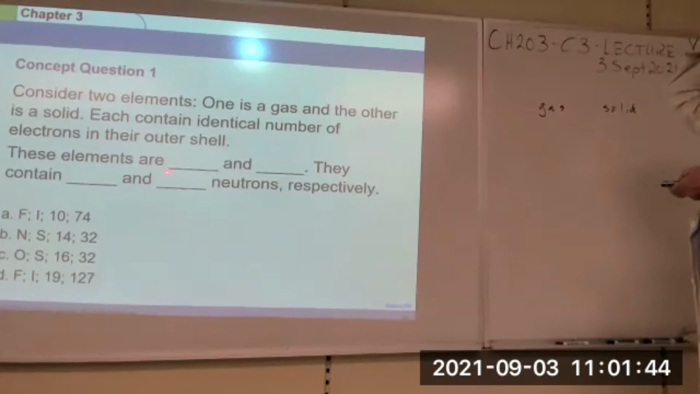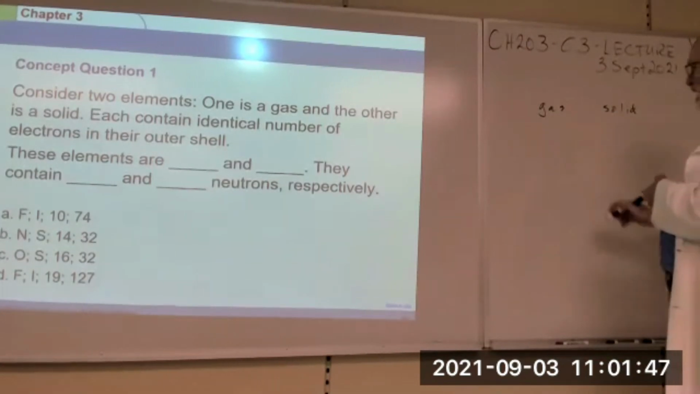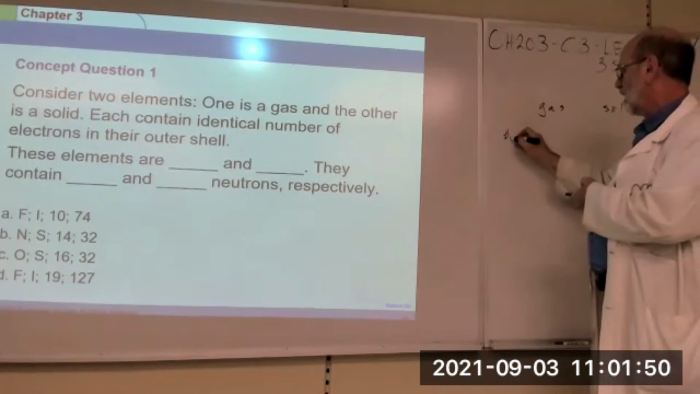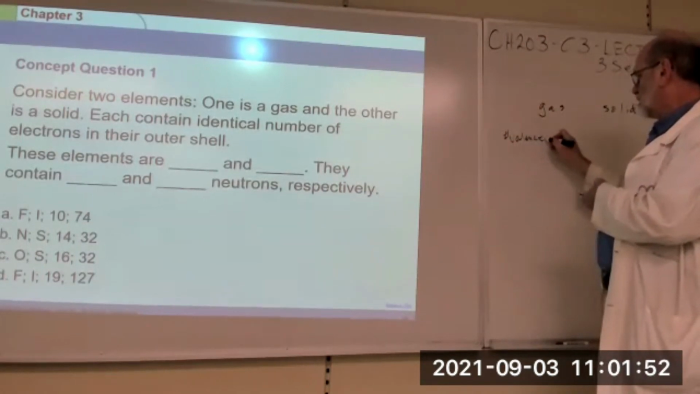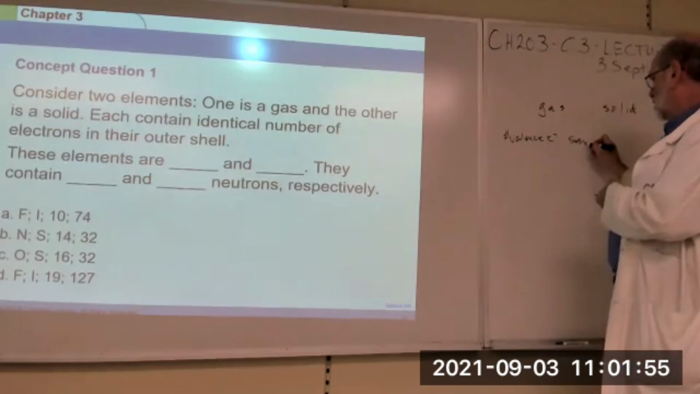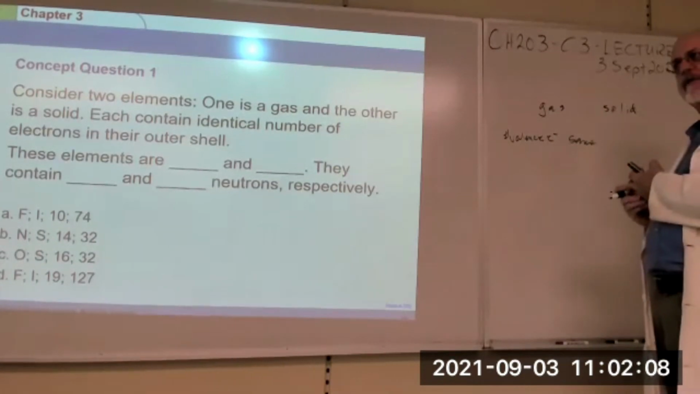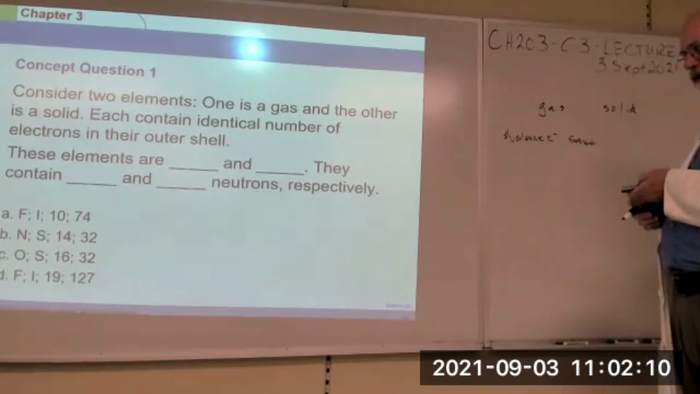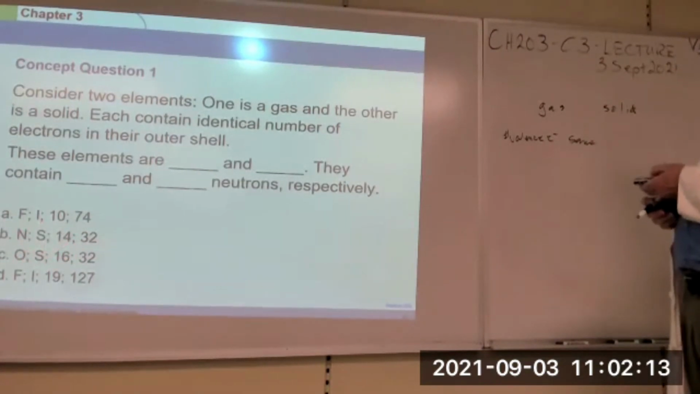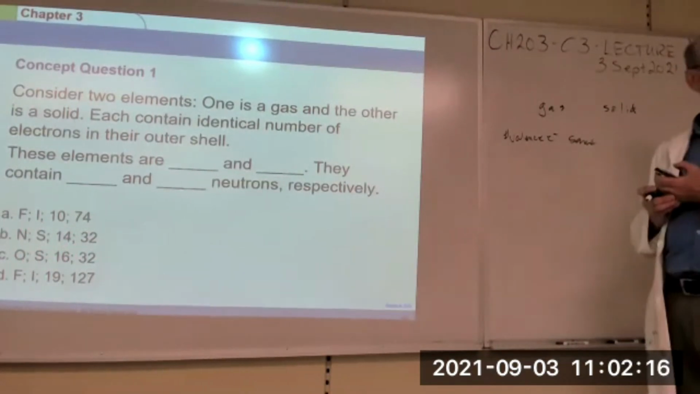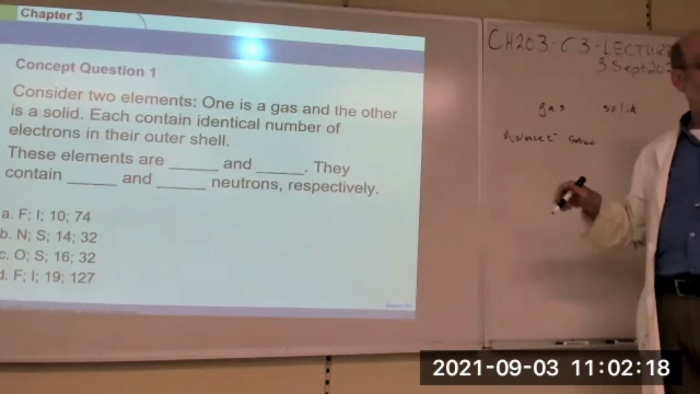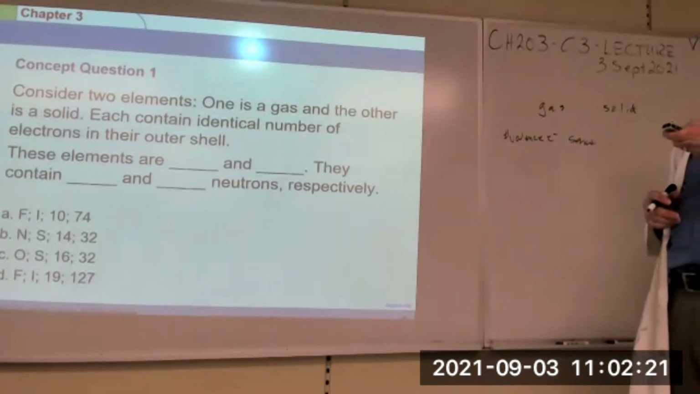Each contain identical number of electrons in their outer shell. They have the same number of valence electrons. Which one could they be? If they have the same number of valence electrons, and we have no ions here, that means they have to be in the same family. They've got to be in the same group, right?